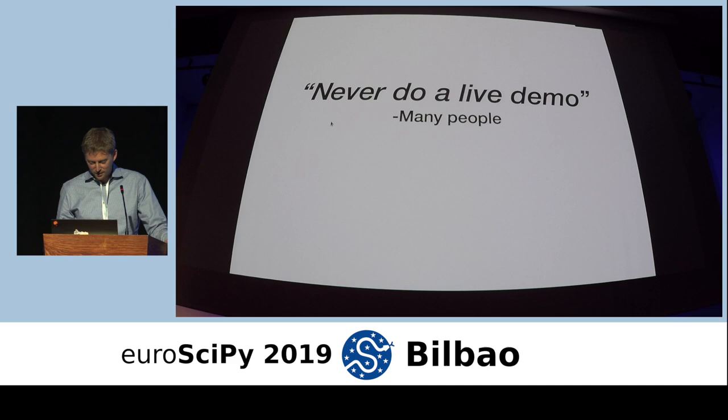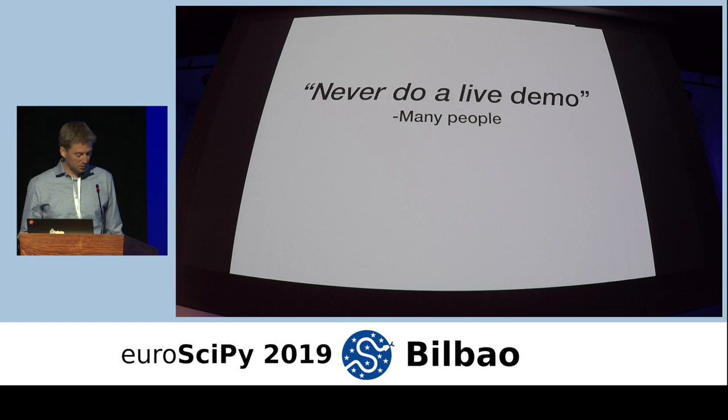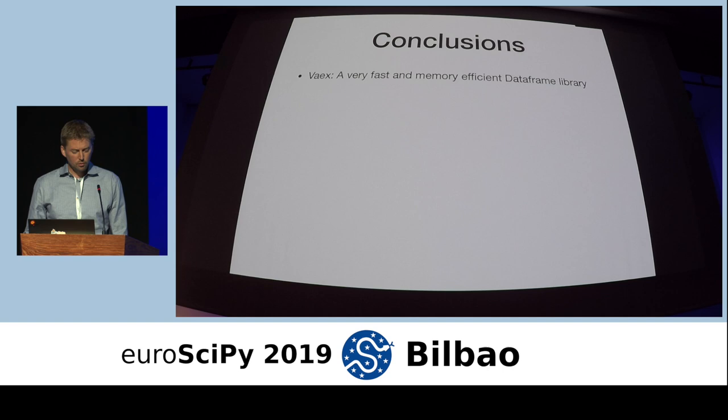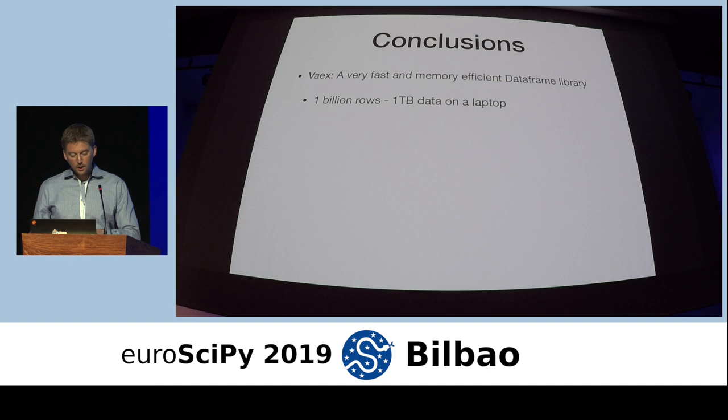So let me end with the conclusions. I forgot the additional slide, but we don't have much time. So Vaex, I hope we convinced you, is a very fast and memory efficient data frame library. On this laptop, it can do over a billion rows, in the order of a terabyte. I hope the concept of using data and state is clear, using the virtual columns to save memory, and the filters.